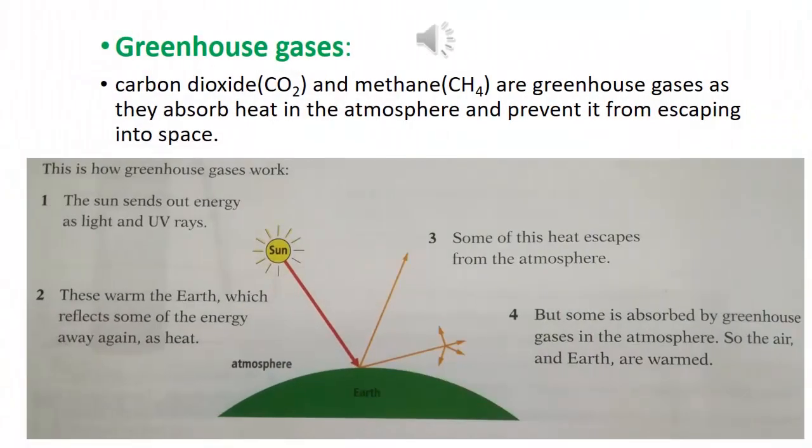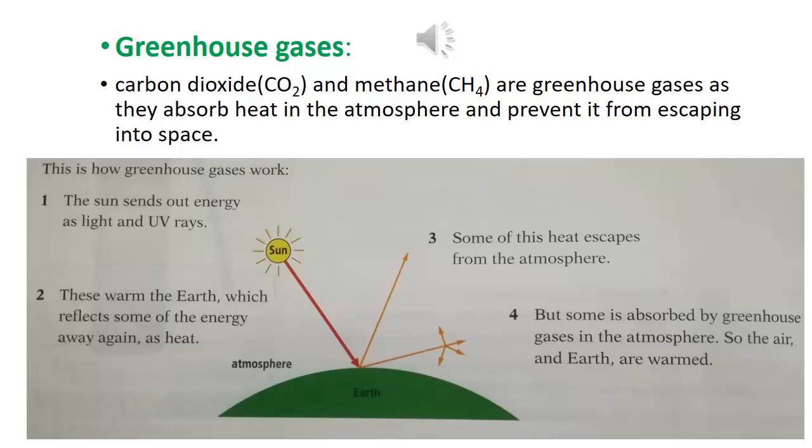The next important lesson is greenhouse gases. What are the greenhouse gases? Carbon dioxide CO2 and methane CH4. Why are they called greenhouse gases? Because they absorb heat in the atmosphere and prevent it from escaping into space. Prevent means stop it from escaping into space.